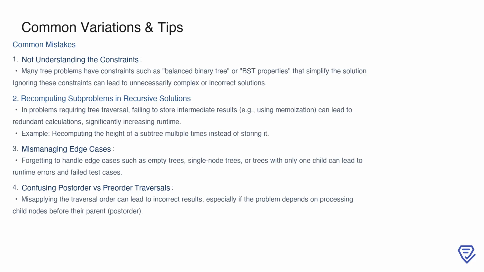Additionally, edge cases should never be overlooked. Situations like an empty tree, a single-node tree, or trees with only one child often lead to runtime errors if not handled properly. Finally, traversal order is critical. Problems that require processing child nodes before their parent typically rely on post-order traversal, while confusing this with a different order, like pre-order, can result in incorrect outputs.